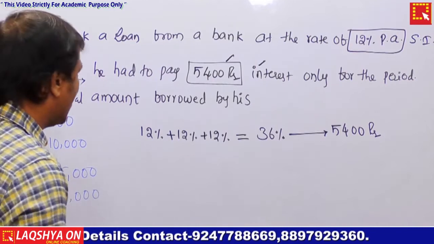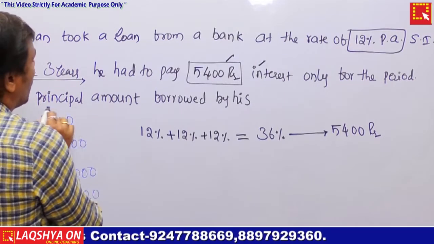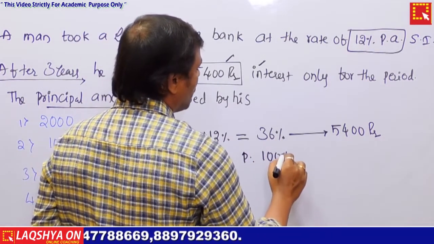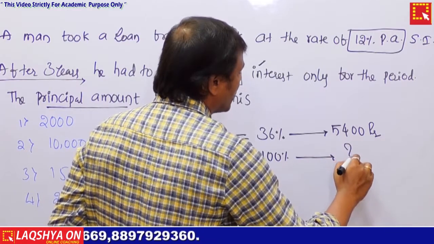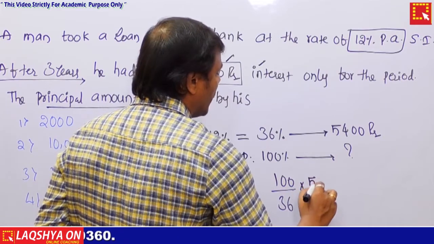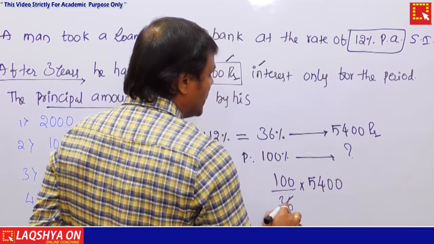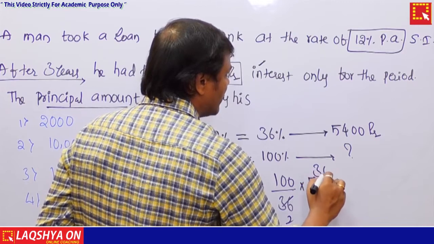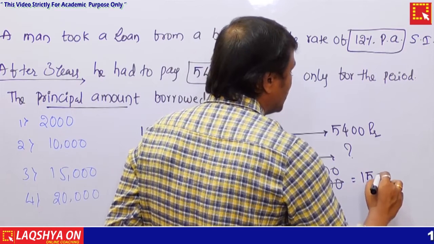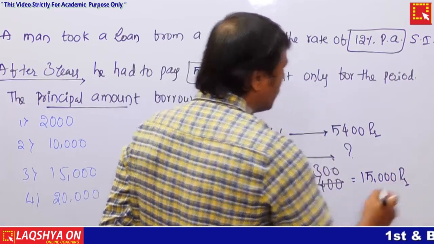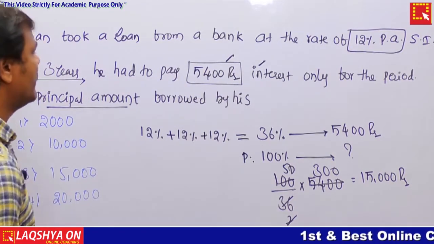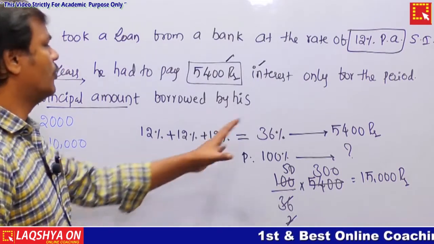Let's see what is the amount he borrowed. The principal amount is always 100%. So that is 100 by 36 into 5,400. 36 into 150 is 5,400, and 100 into 150 gives 15,000 rupees he borrowed. How much did he borrow? 15,000 rupees. This is one of the models to solve the problem.